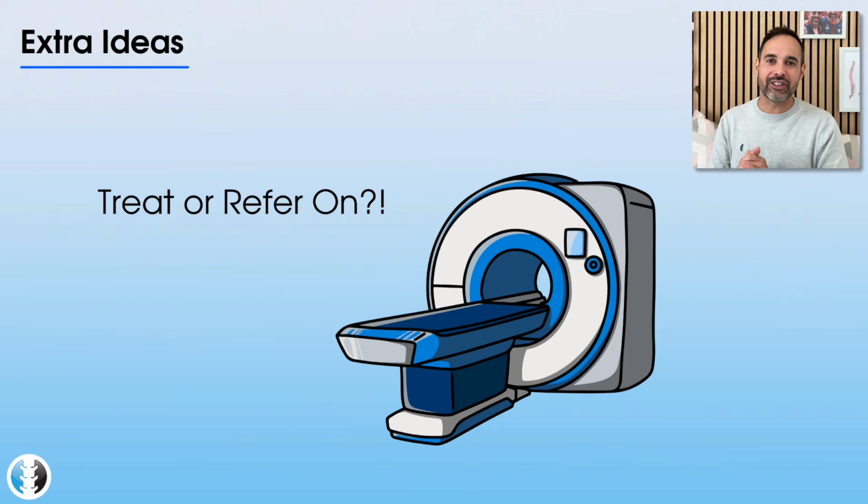Well, the first thing to do is to consider whether we treat or refer on. Now, lots of patients might decide that they don't want surgical intervention. However, I would out of habit tend to refer this patient on for an MRI scan so that you can get a definitive answer on whether the PCL is torn or not, and if there are any other structures that are affected.